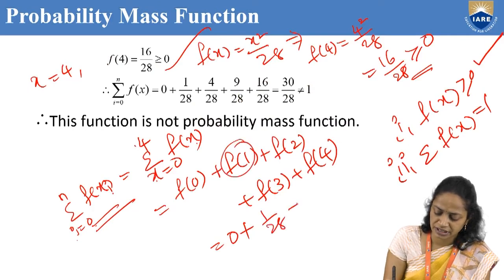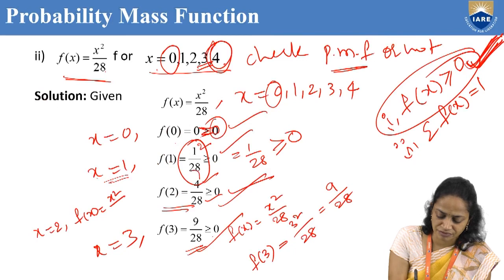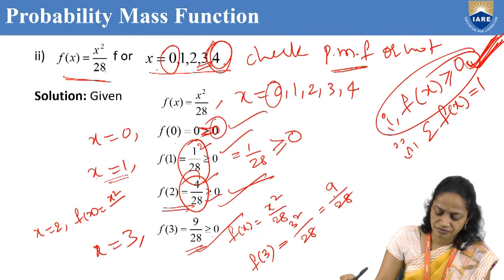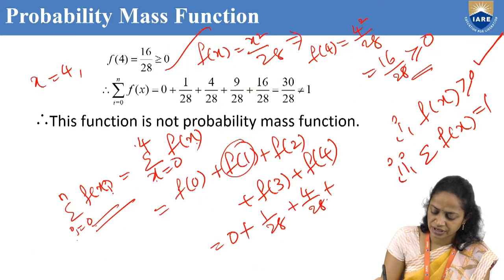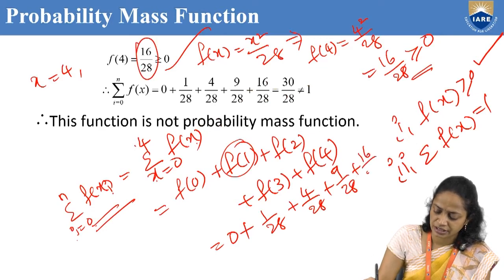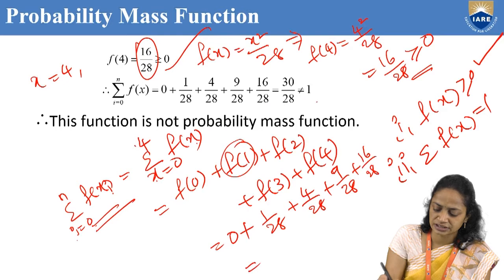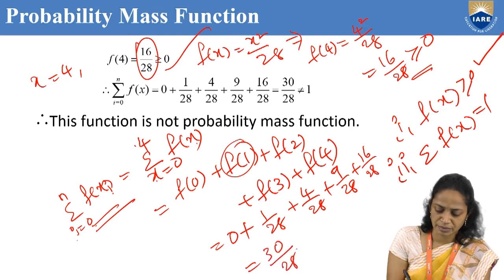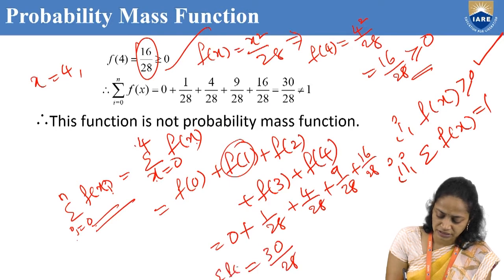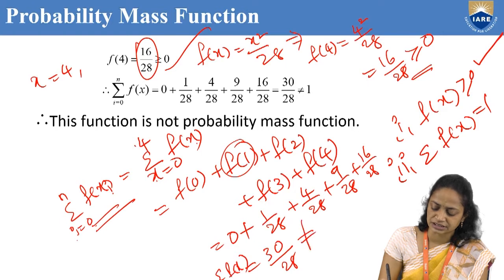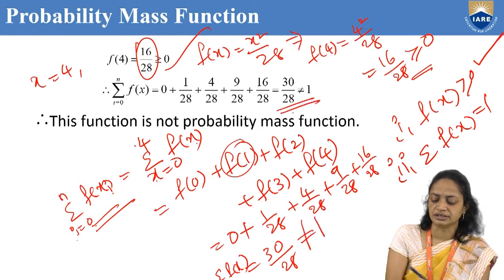f of 1 is 1 by 28, f of 2 is 4 by 28, f of 3 is 9 by 28, and f of 4 is 16 by 28. If you sum all these values, we will get 30 by 28. So summation f of x equal to 30 by 28. That means that is not equal to 1.